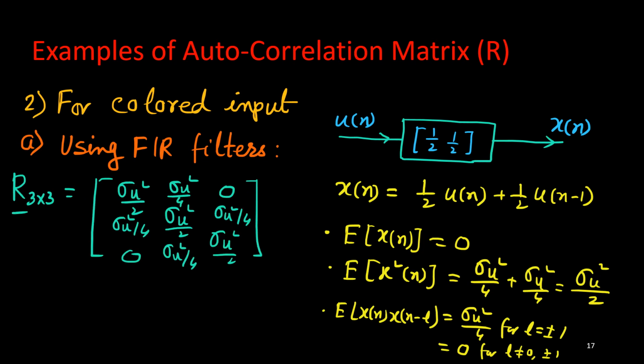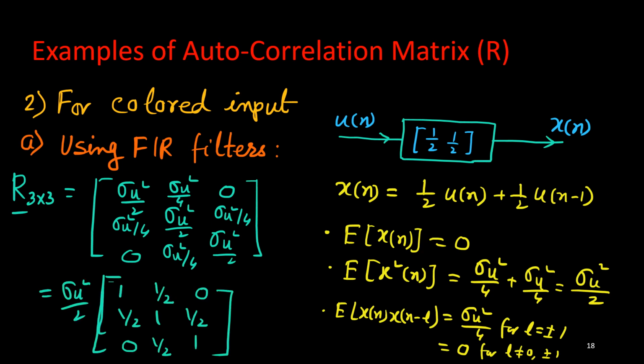Similarly for 3 by 3, all the diagonal elements will contain the same value sigma u square by 2, and these adjacent off-diagonals are sigma u square by 4, sigma u square by 4. This is also sigma u square by 4, sigma u square by 4, but this one is 0, because the first and third samples have no correlation. Similarly this element is also 0. So we can extend this idea. This is after simplification.